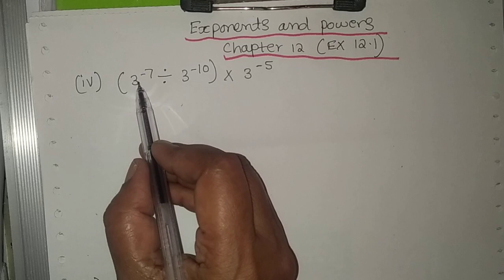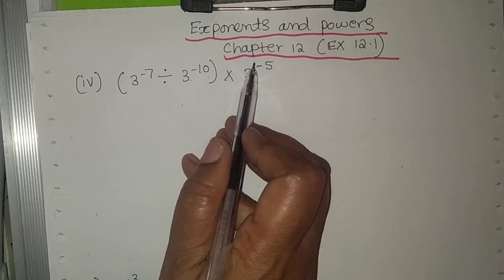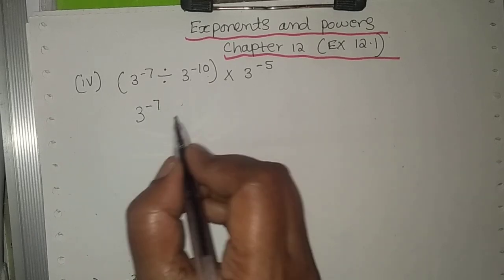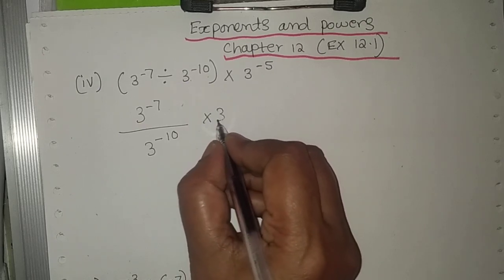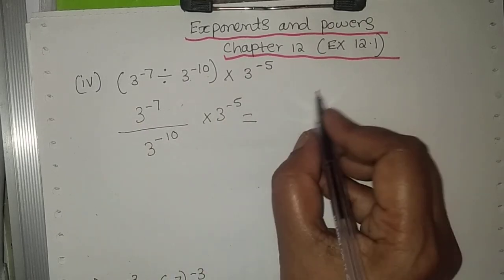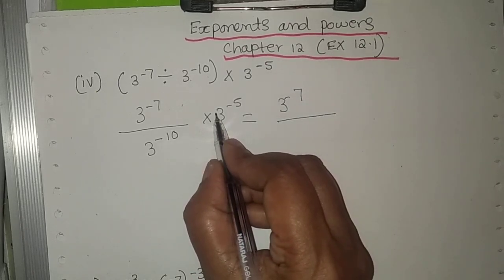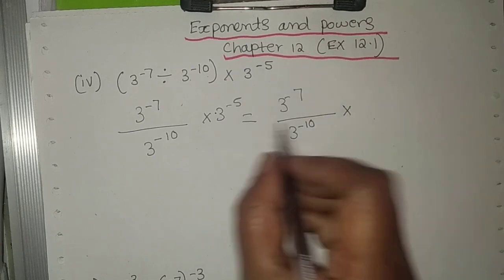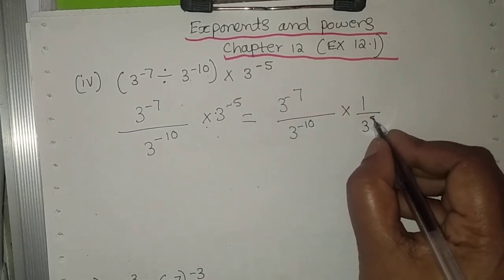Fourth one is 3 power minus 7 divided by 3 power minus 10 into 3 to the power of minus 5. So now we have to write this 3 power minus 7 divided by 3 power minus 10 into 3 power minus 5, which is equal to 3 power minus 7, now bring this minus 10 into, will bring this down. So by bringing this to the numerator, we'll get 3 power 5.